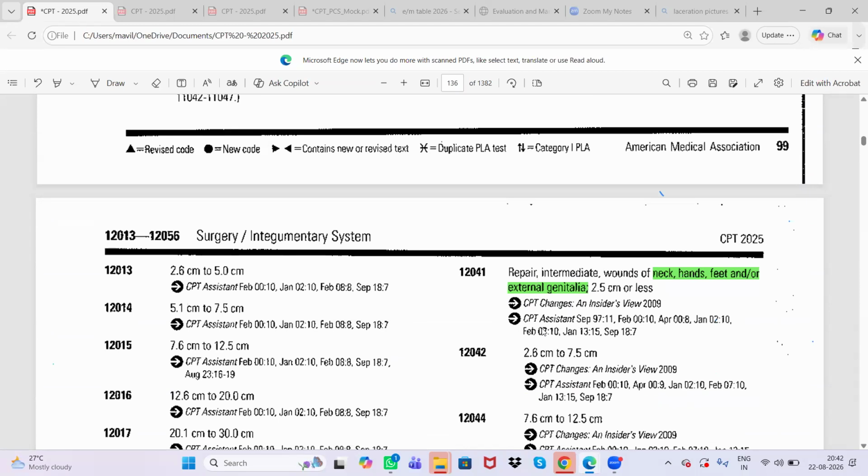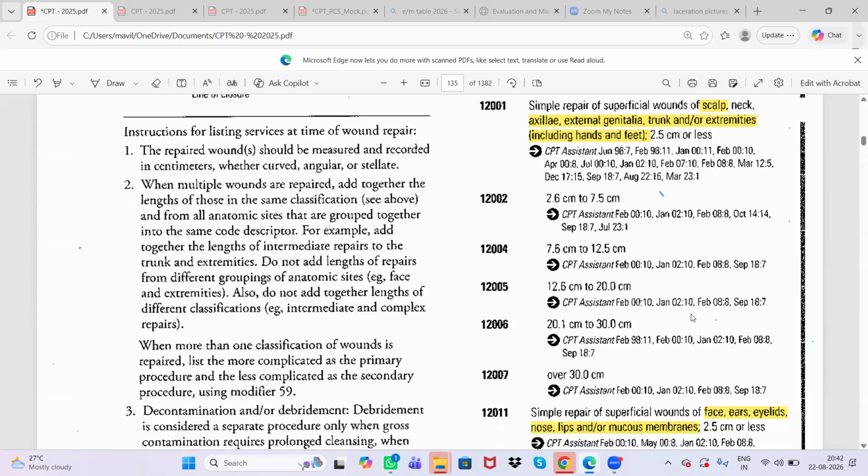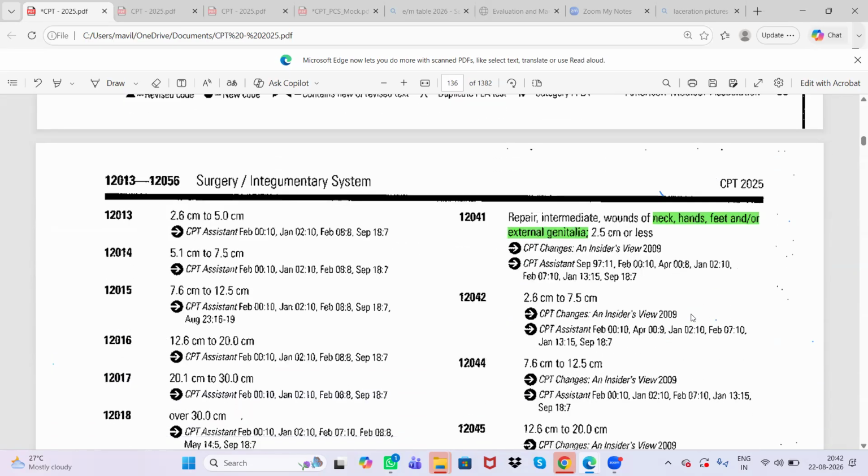I mentioned face simple repair 5.5 centimeters, so how can we code 12013? Okay, I thought 5 centimeters, but it is 5.5 centimeters. Which modifier is applicable? 51. Great, guys. Yes, the 51 modifier.